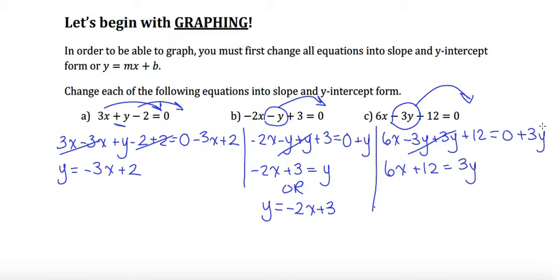But I want to get just y, so I have to divide each term by the coefficient in front of the y. So I'm going to divide each term by 3. 6 divided by 3 gives me 2, so 2x. 12 divided by 3 is 4, so plus 4. 3 divided by 3 is 1, so I'm just left with y. And again, you can keep it like this, or you can rewrite it as y equals 2x plus 4.